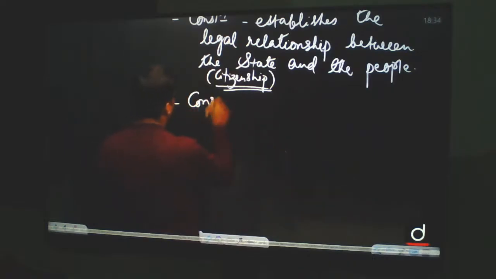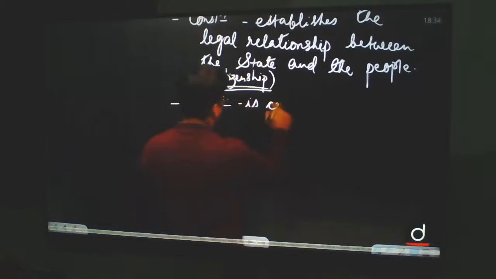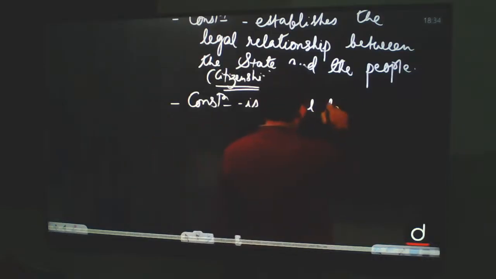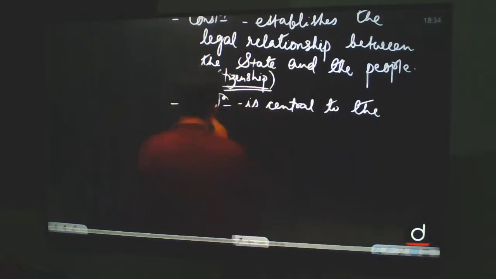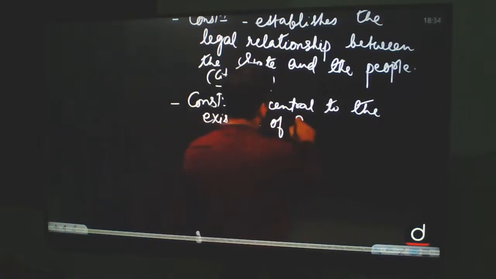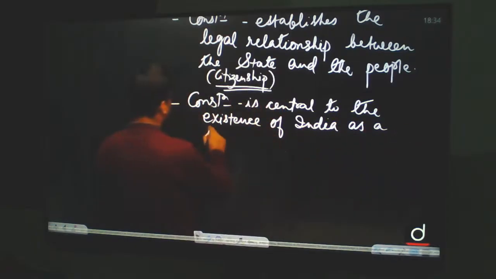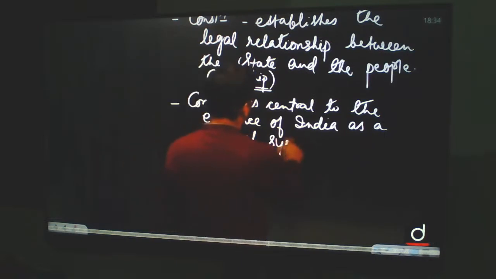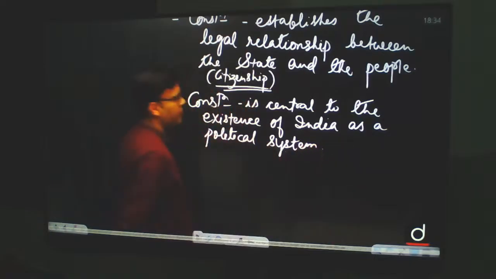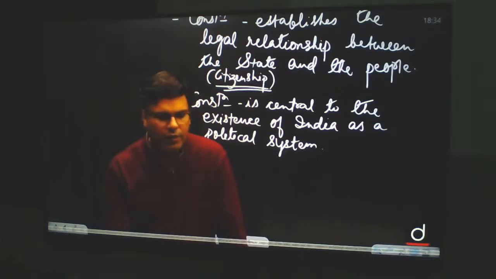So Constitution is central to the existence of India as a political system. Okay. So this is something which we can look forward to in our reading or understanding of the Constitution of India. So Constitution is very crucial.